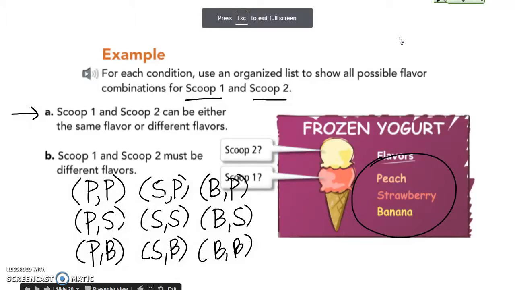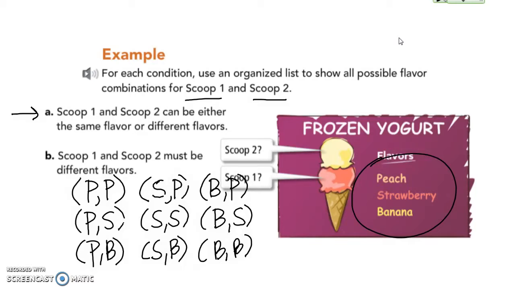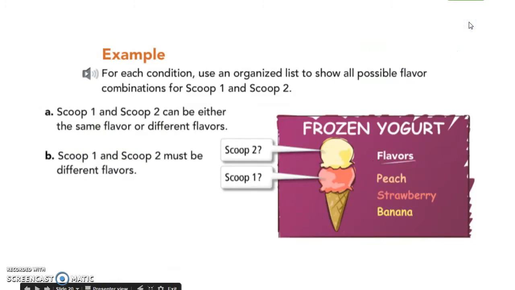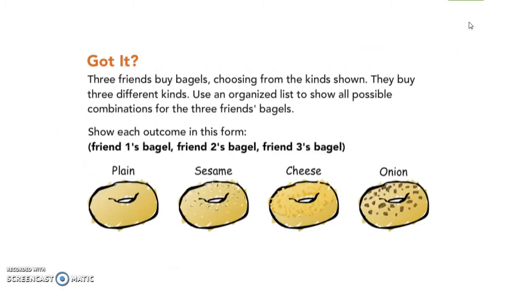I would have to get rid of peach, peach. The board isn't writing. Peach, peach would have to go away. I'll just hover over it with my mouse. So you would cross out peach, peach, strawberry, strawberry, banana, banana. Those would have to go because we only can have combinations of different flavors. That is if this is what we're supposed to have in our sample space. So that's an organized list. Okay? All right, next, bagels.